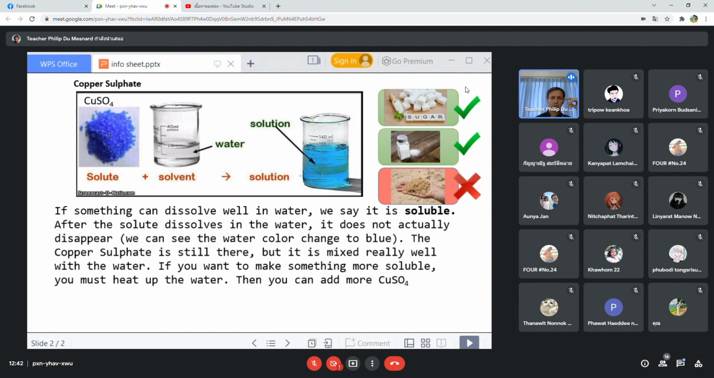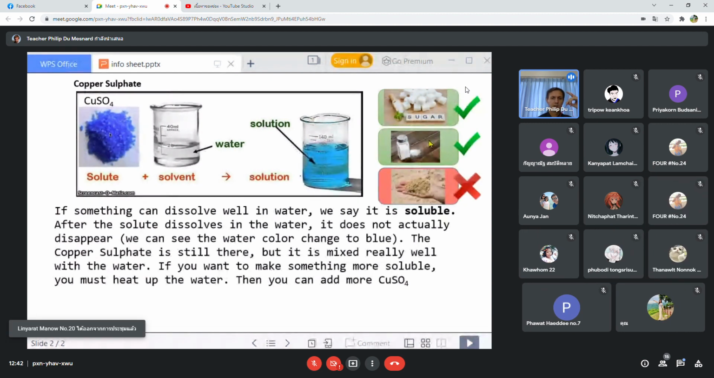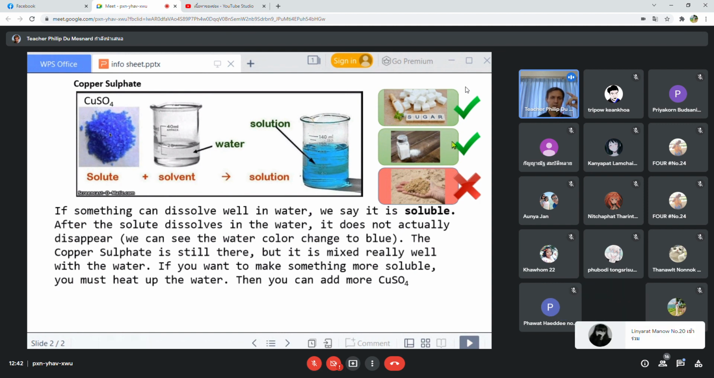Okay, so we learn here the name of this blue crystals or blue powder. It's more like crystals. The name of the blue crystals is copper sulfate. So it has copper, it has sulfur, and it has oxygen. Copper sulfate. And this one, it can dissolve in the water. Yes, so it is soluble. And here are some other things. So we can see sugar. Yes, it can dissolve. Salt. Yes, it can dissolve. And sand, no, it cannot dissolve.